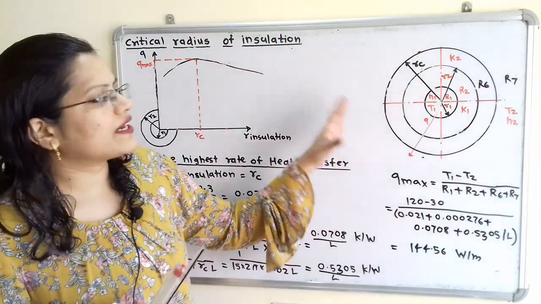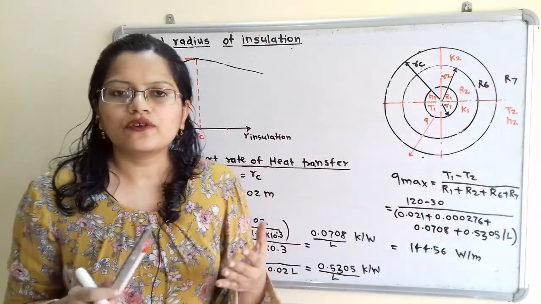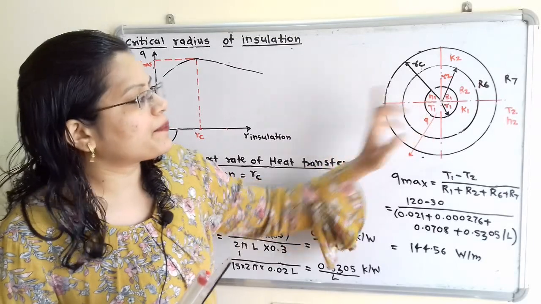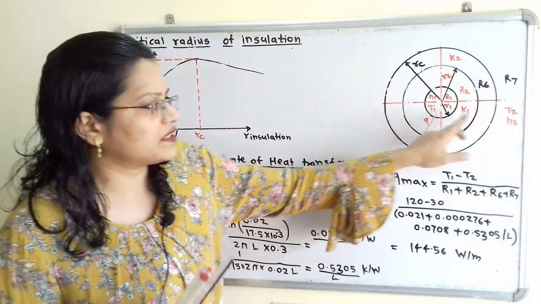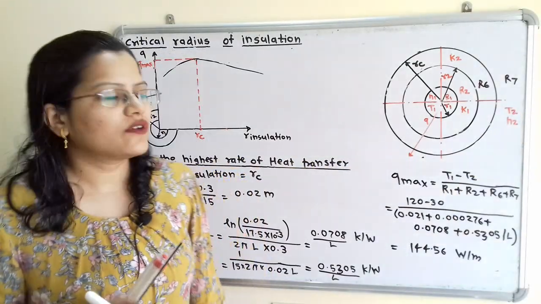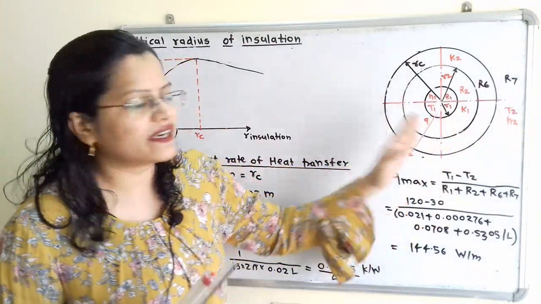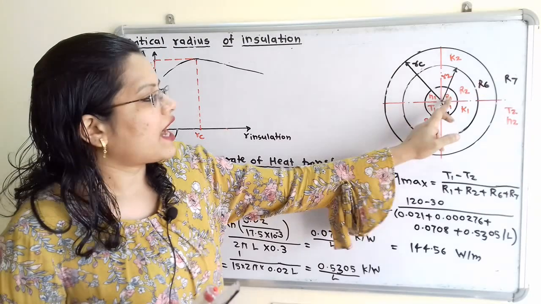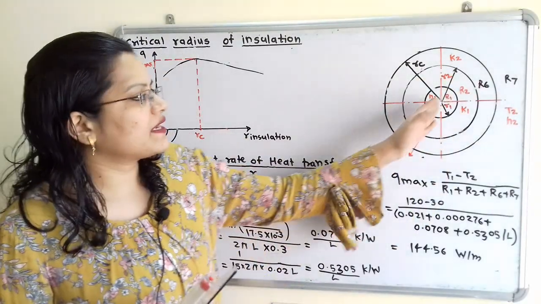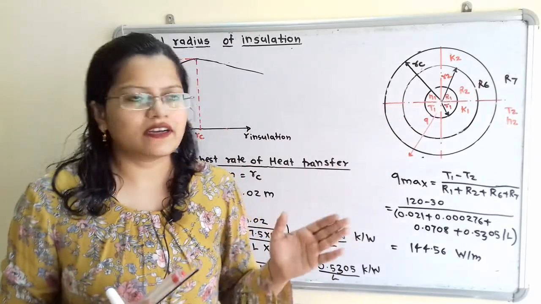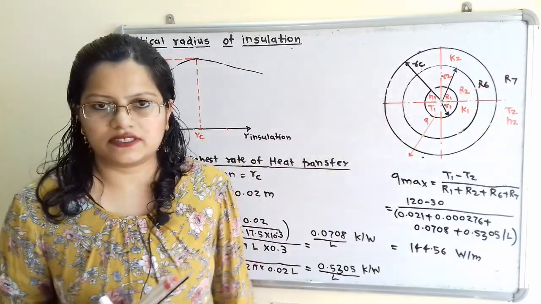So how do we calculate the maximum value of Q? We have to take the temperature difference. This whole heat transfer process takes place between the temperatures T1 and T2. So we take T1 minus T2 divided by the summation of R, that is R1 plus R2 plus R6 plus R7. R1 and R2 we have calculated earlier. Now we will find out R6.